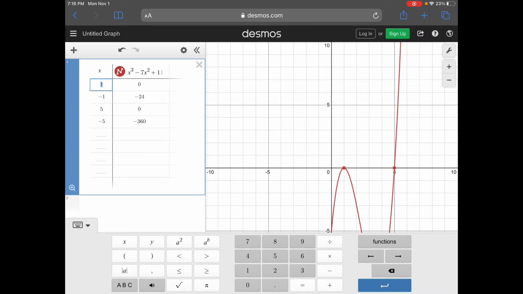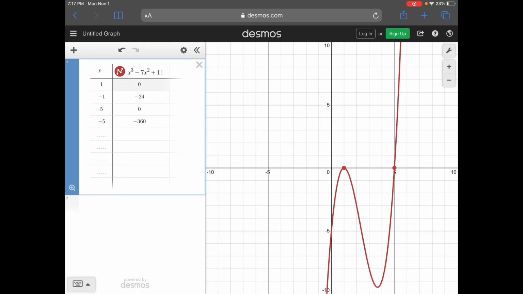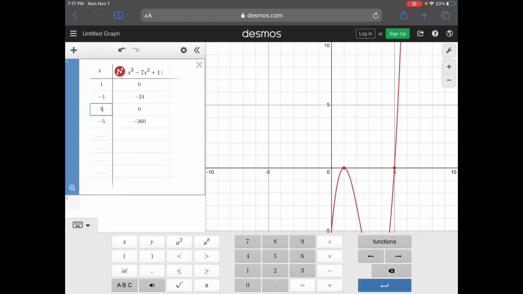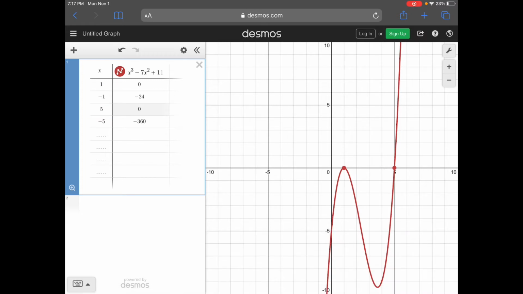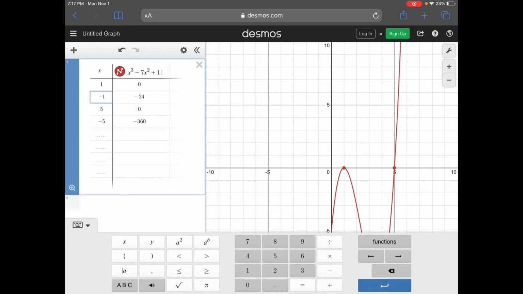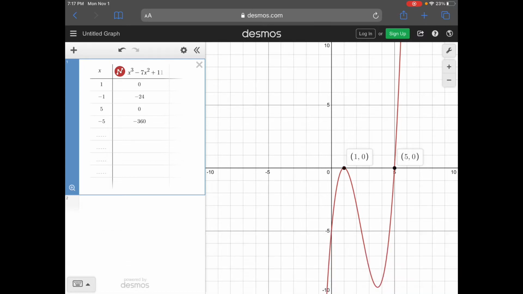Where it is 0, that's where it's a 0. So 1 works and 5 works. Notice how -1 is not a 0 because that gives me -24. And -5 is not a 0 because that gives me -360. So if you struggle at finding your zeros by looking for the x-intercepts, you could also plug in your possible rational zeros here to figure out which one of those works.